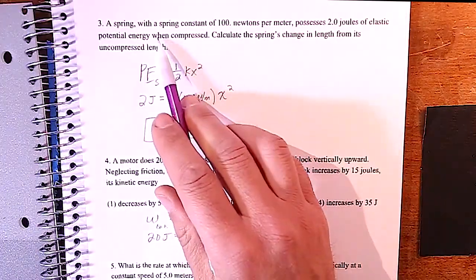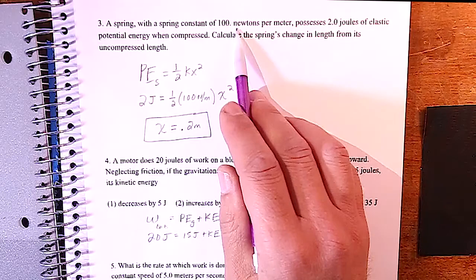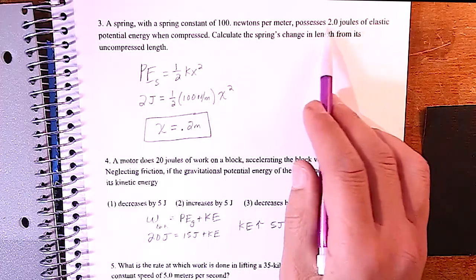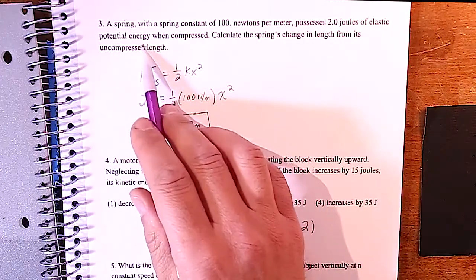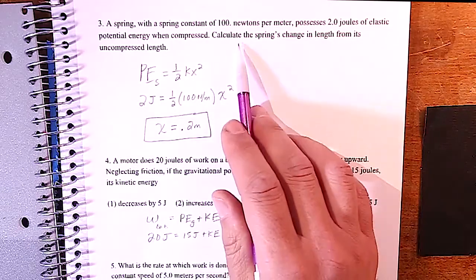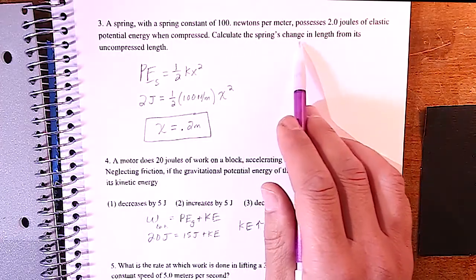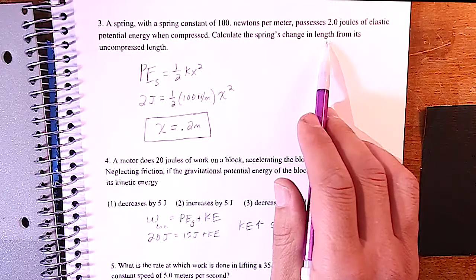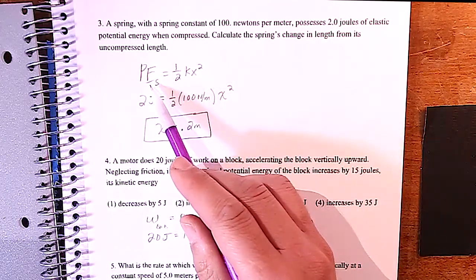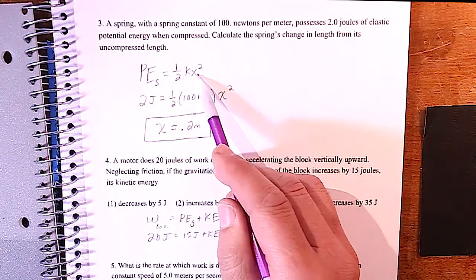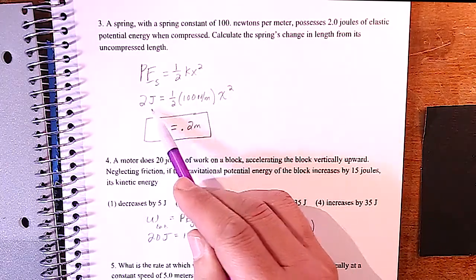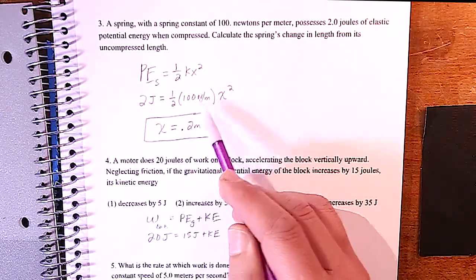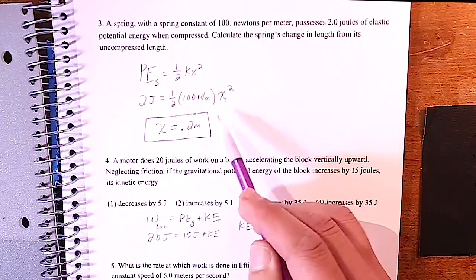In this one, we have a spring where they give us the spring constant. They give us the amount of energy. It says elastic potential, so that's spring potential. And it says calculate the spring's change in length, so they're looking for x. So we set up our formula, PES equals 1/2 kx squared. They gave us the energy, they gave us the spring constant, so all we have to do is solve for x.